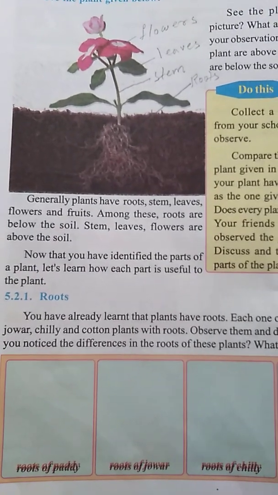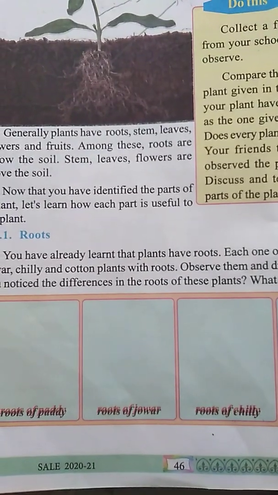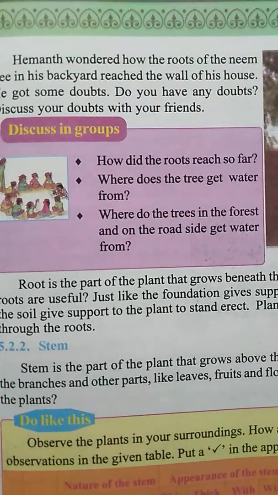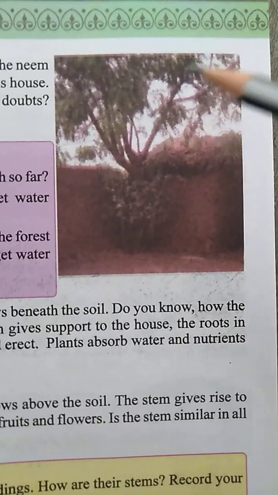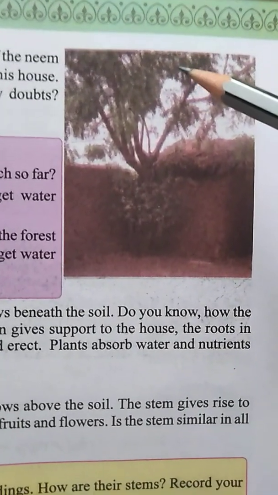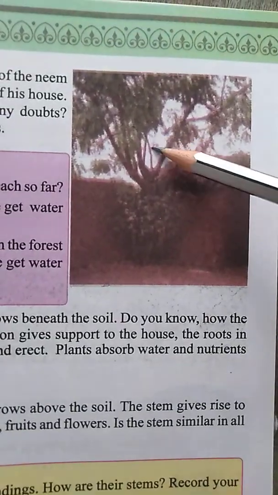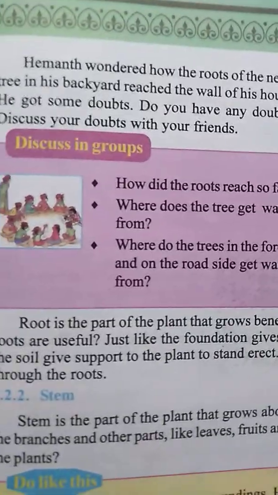Okay. Now come to page number 47. See on page number 47, one picture is given. What picture is it? Which tree is it? It is a neem tree. Let's learn about the roots.